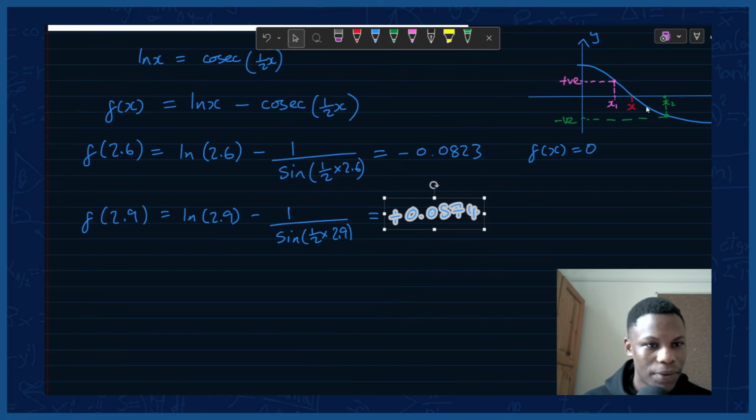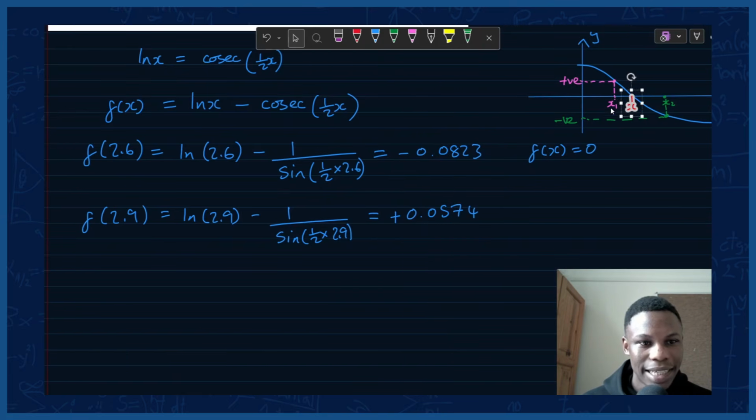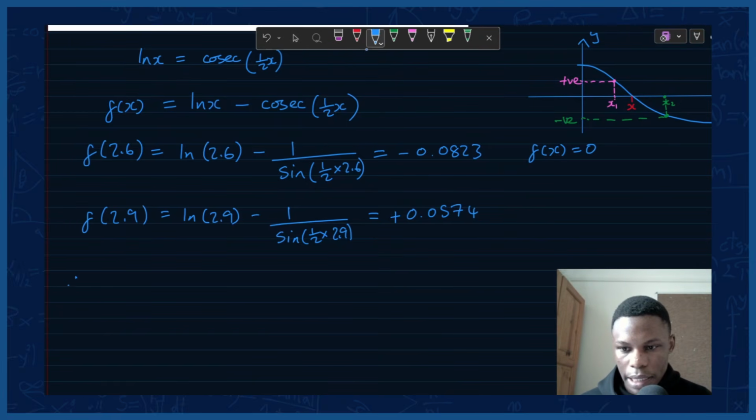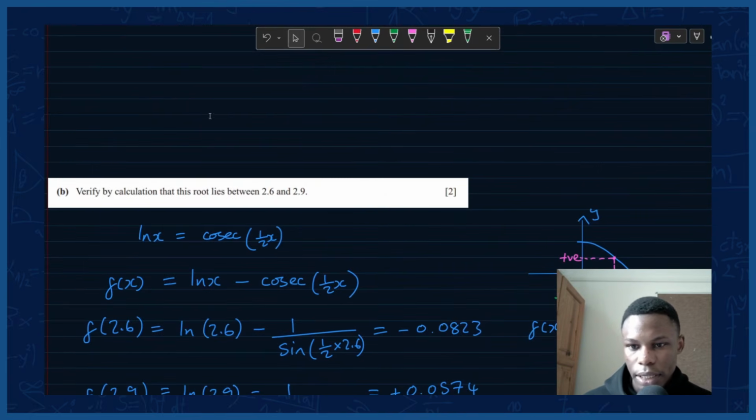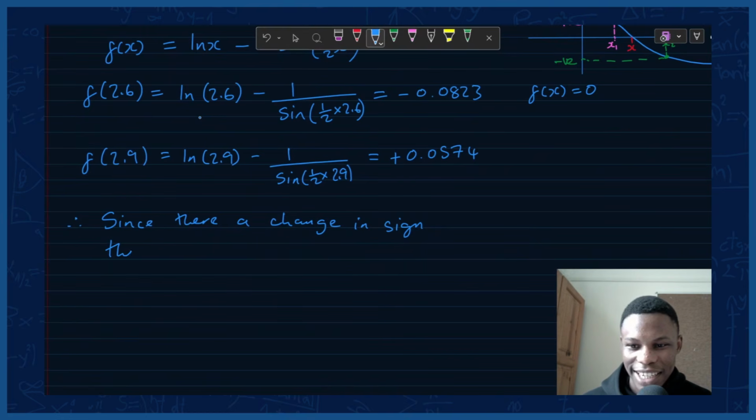So it means our function must have crossed the x-axis between these two points, meaning our x has to be between x1 and x2. So let's make that conclusion. Therefore, since there is a change in sign, did they say the root or a root? Okay, this root lies between 2.6 and 2.9. And that's the final answer.